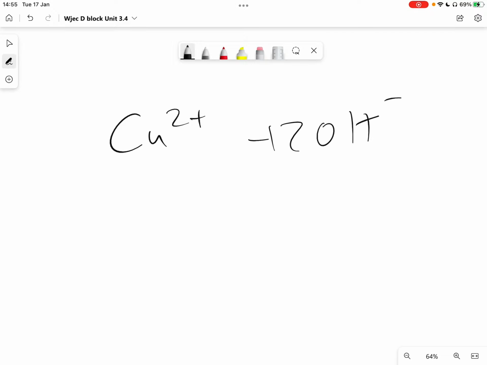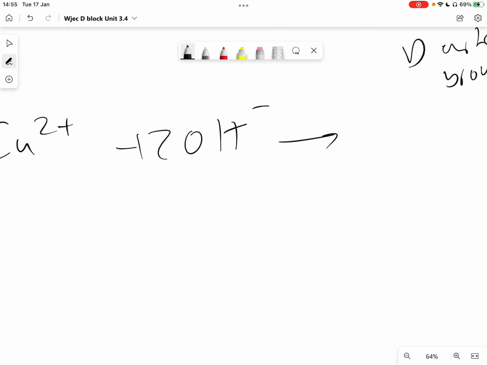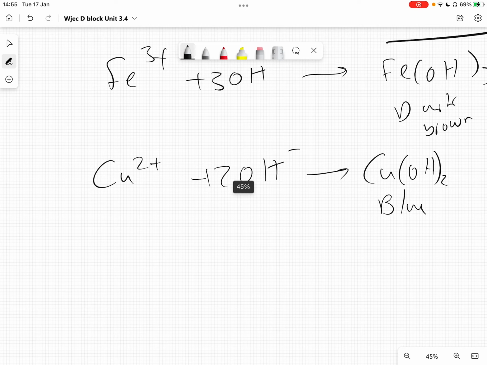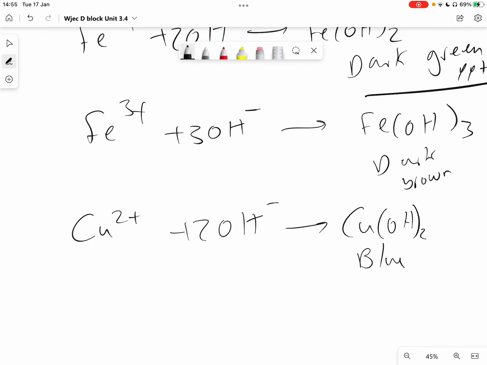2OH minus is going to give a blue precipitate of copper hydroxide. Copper 2 hydroxide. This will also be blue. Okay. Now they're the simple ions, colours that you need to know in the reaction with OH minus, but there are also some complex colours that you need to know the name of, as well as the name of the colour.